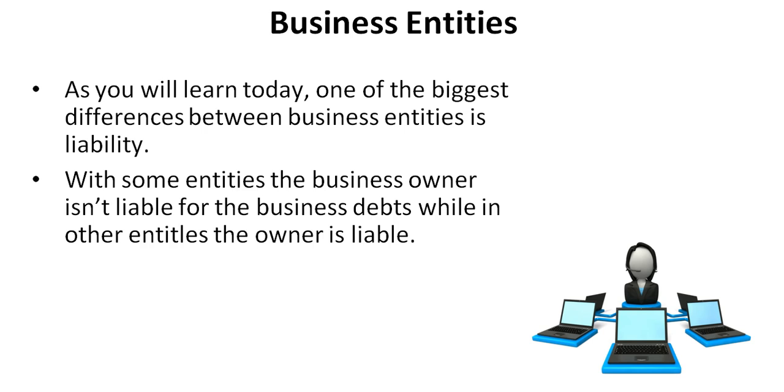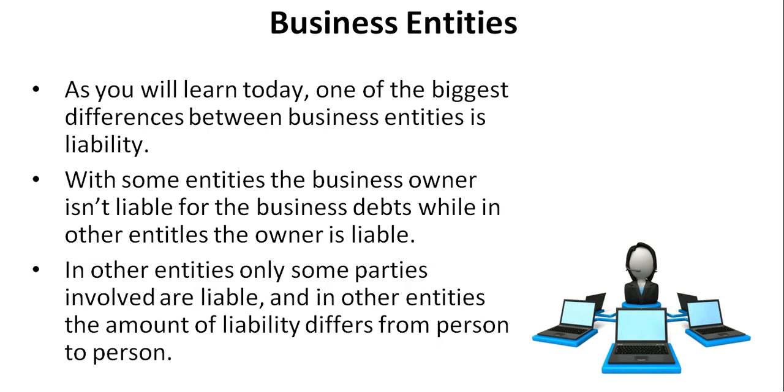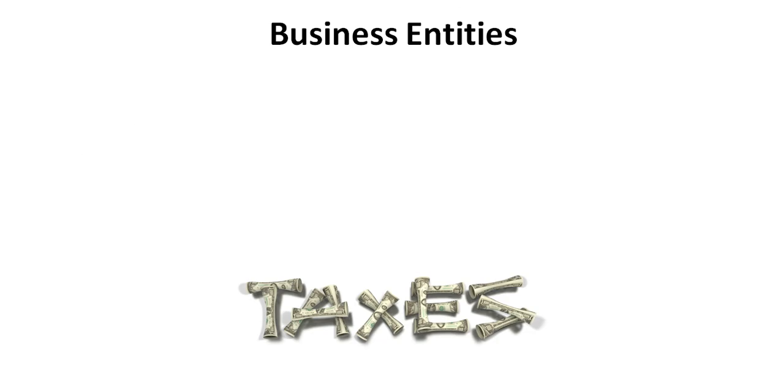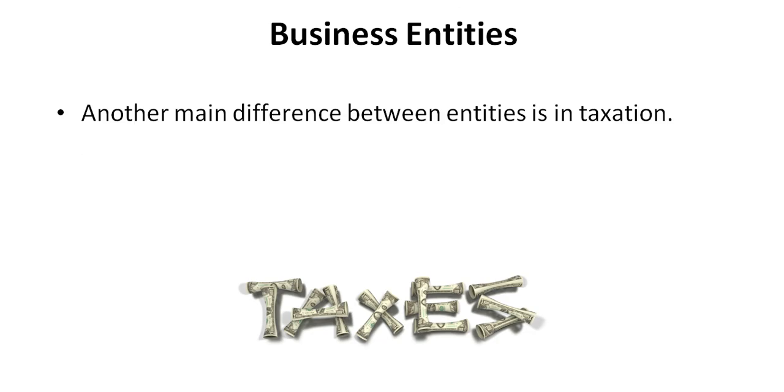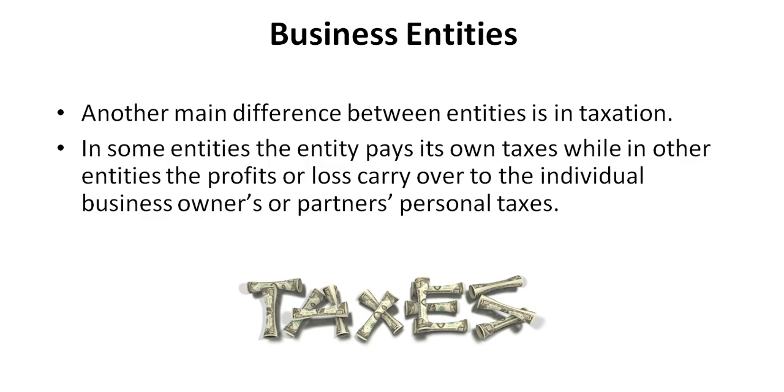With some entities, the business owner isn't liable for the business debts, while in other entities, the owner is liable. In other entities, only some parties involved are liable, and in other entities, the amount of liability differs from person to person. Another main difference between entities is in taxation. In some entities, the entity pays its own taxes, while in other entities, the profits or loss carry over to the individual business owners or partners' personal taxes.